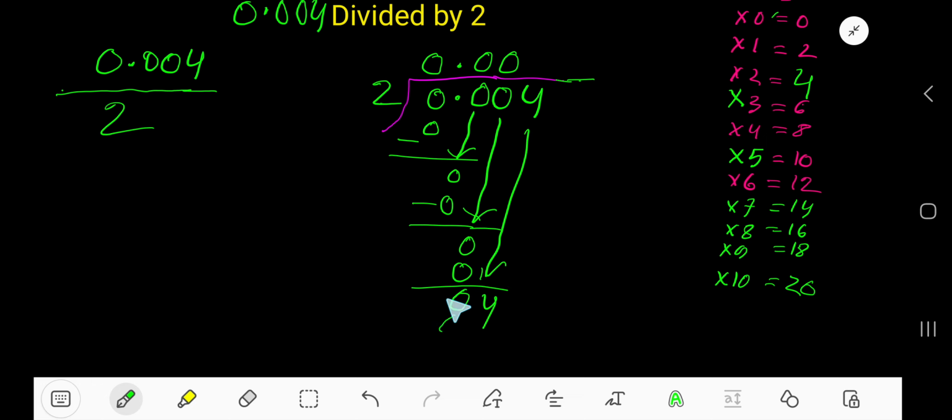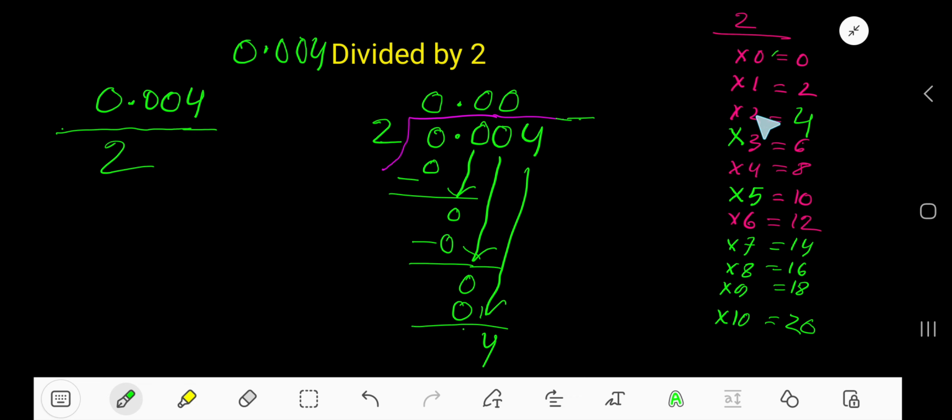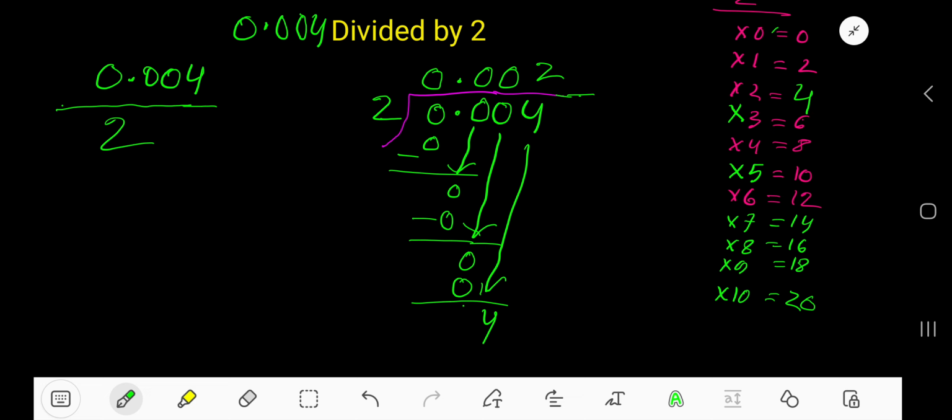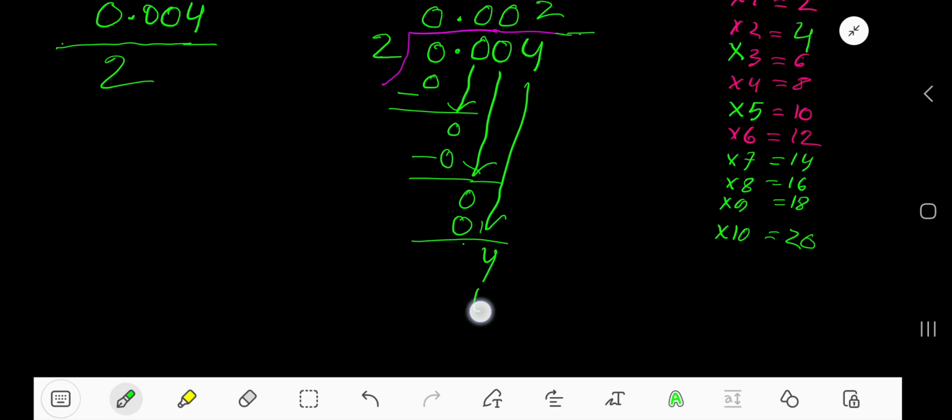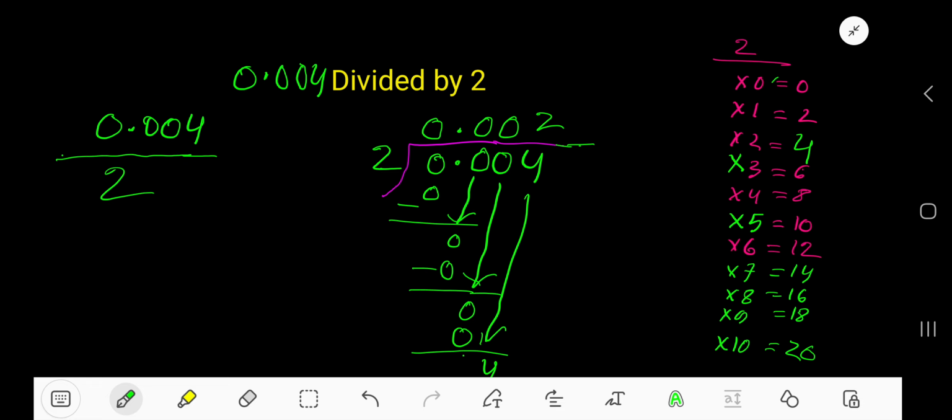Look, 2 goes into this 4 how many times? 2 times 2, 4. That is, 2 goes into 4 2 times. Right, 2 times 2, 4. You subtract, your remainder is 0, so we have nothing to do. So our result is 0.002.